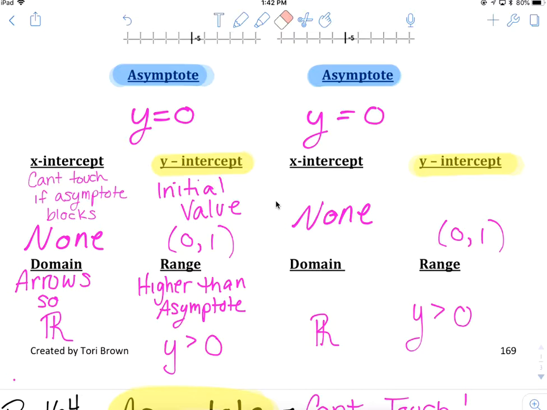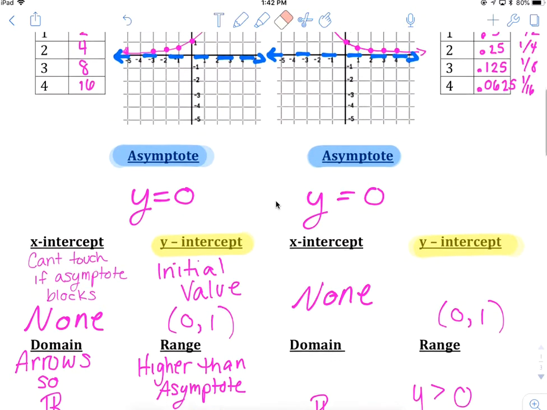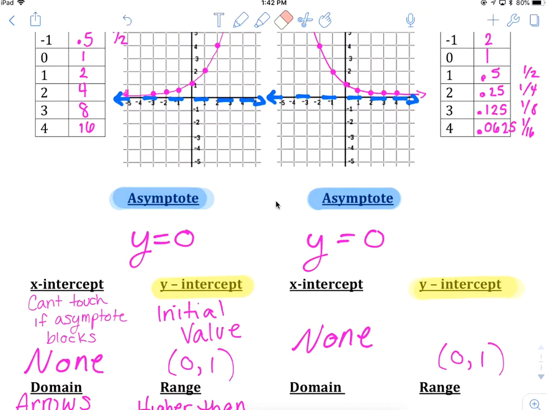So on these problems, you are either going to be higher than the asymptote or lower than the asymptote. If you're higher, then we're going to say I'm greater than that number. If you're lower than it, we're going to say you're less than that number. So my asymptote on these problems is at 0. I am greater than 0. I can't touch it, so I'm not going to be equal to.